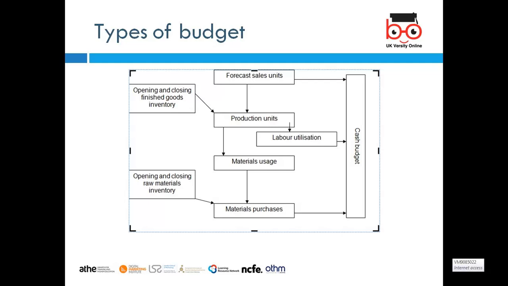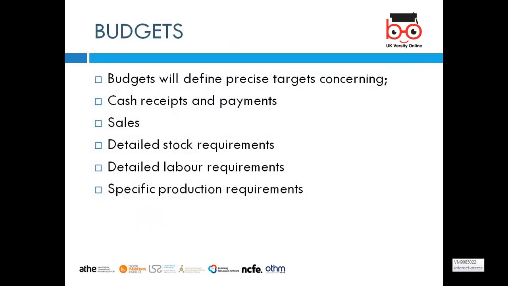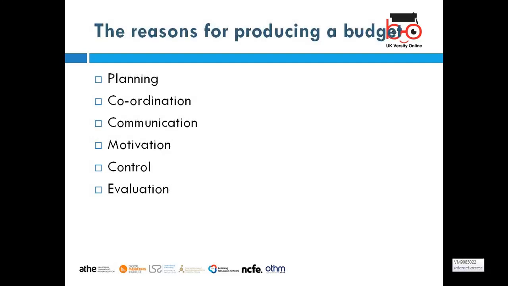We can make the labor utilization budget, the material usage budget, the material purchase budget, and then the cash budget. The cash budget we already did as an activity, yes? I saw the templates as well. Yes. Budget can be defined as a target. Budget can help us with cash receipt and payment, sales, stock requirement, labor requirement, all.